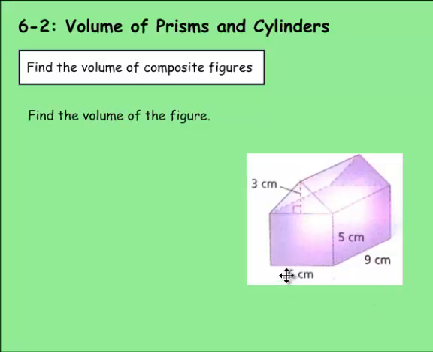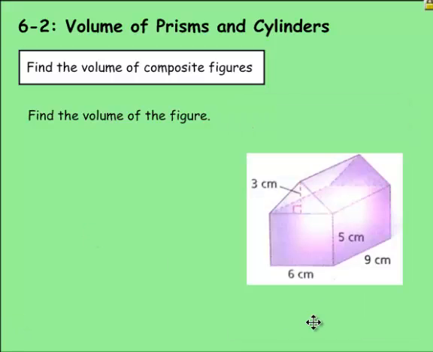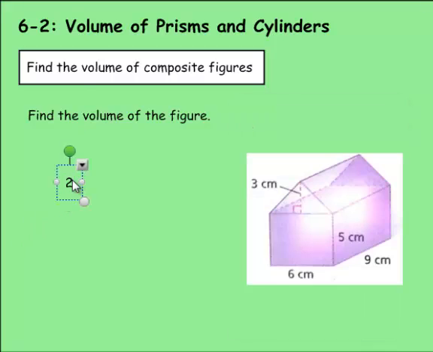Now we can find the volume of composite figures. And this might seem a little intimidating at first, but if we remember just to treat them as separate figures, we can add them together and get the total volume. So first let's do this easier rectangular prism on the bottom. I see that the base on the bottom here is 6 centimeters and then 9 centimeters. So 6 times 9 is 54. So 54 times the height is 5, so times 5 is 270. So 270 for the rectangle.